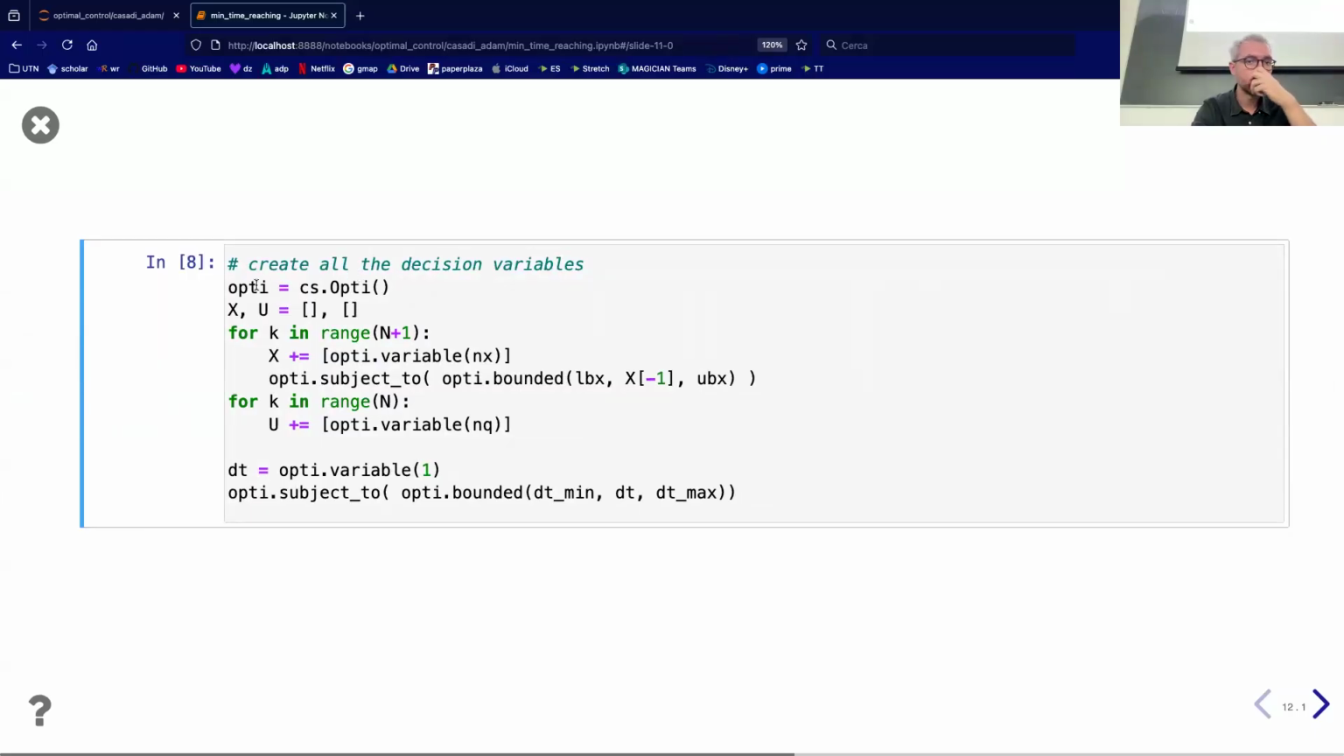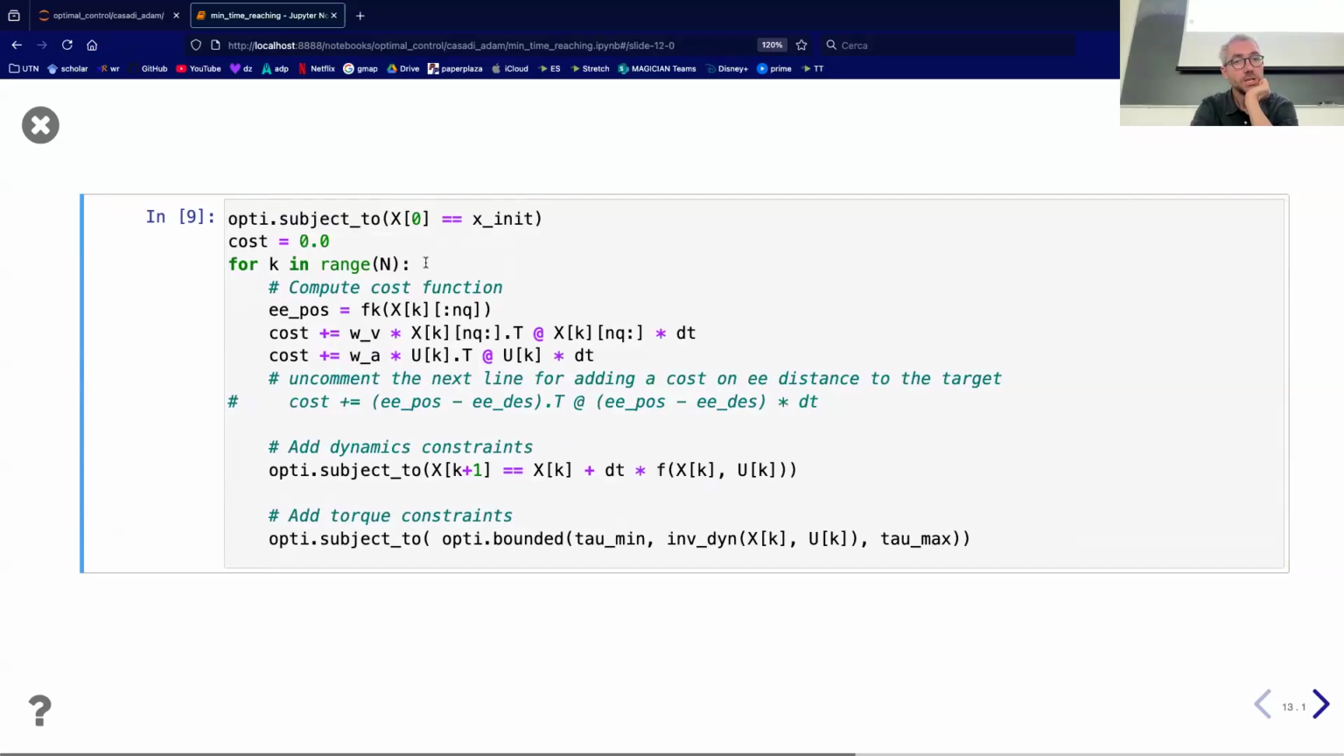Here I create my decision variables, which are the usual state and control trajectories, but the difference is that here I'm adding one extra variable, which is the time step. So dt is an optimization variable of size 1, and it is bounded between dt min and dt max, as I said before. Here I define the optimal control problem, which has the usual torque limit, dynamics. So the dynamics is computed using dt, which is a variable. And here I have some costs on the velocities and the accelerations, but actually they are set to 0.